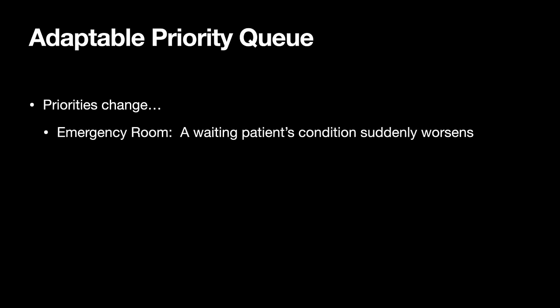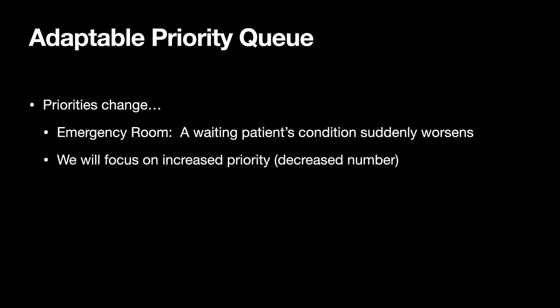Okay, so we're trying to implement an adaptable priority queue. The idea here is that priorities change. We've already talked about an emergency room example. So imagine that someone's waiting in the emergency room and their condition suddenly worsens. What we'd really like to do is increase their priority so they get faster treatment. And in our case, that's all we're going to focus on, increasing priority of items. Oftentimes, adaptable priority queues also allow priorities to be decreased, but we're not going to worry about that. We'll focus on increased priority.